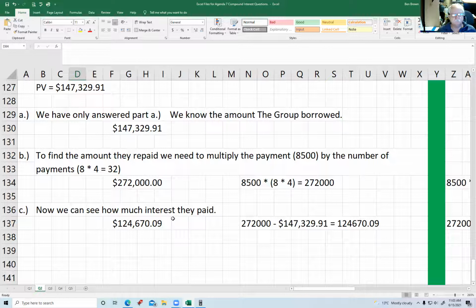So could you do it on a calculator? Do the hand calculation on the calculator? Yes, sir. Yes, okay. Let's stop sharing this.